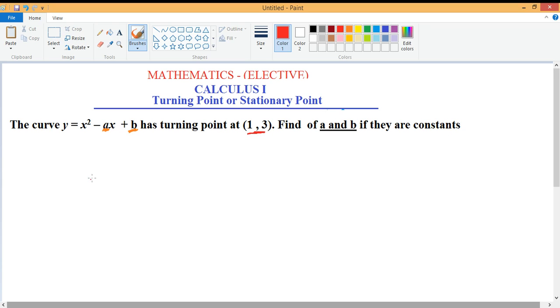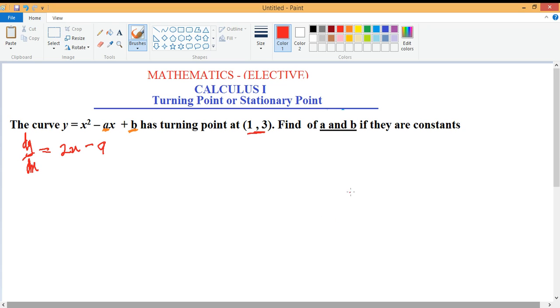But this time around, we have our turning point. Good. It's the same principle. We know at the turning point, dy/dx is equal to 0. But what is dy/dx? Let's find dy/dx. We differentiate the function. Here we'll get 2x. The power here will multiply the coefficient. The coefficient is a, so it is minus a. That becomes 0, it drops off. This is a constant term. They say a and b are constant.